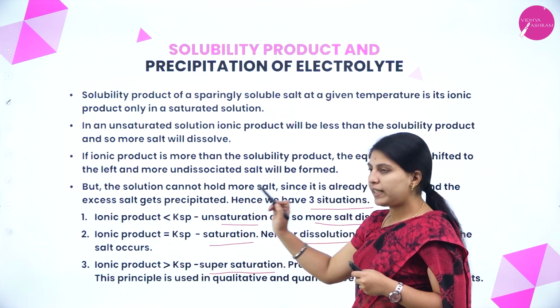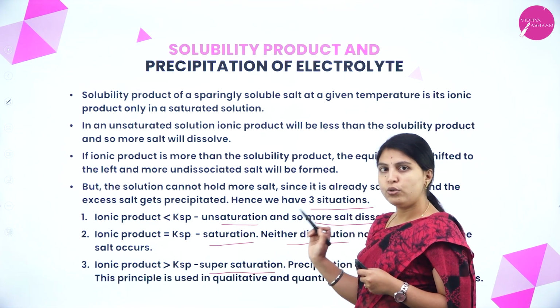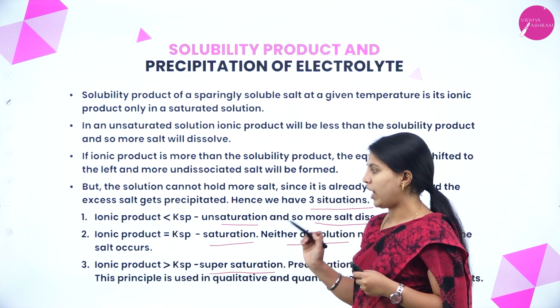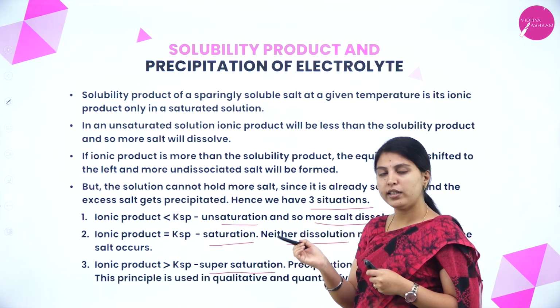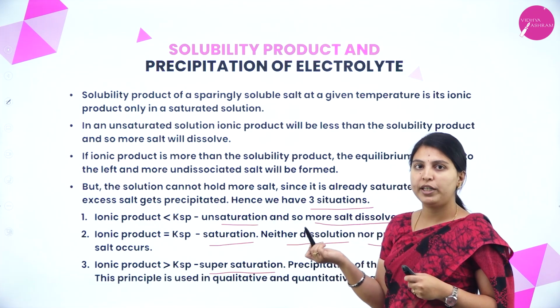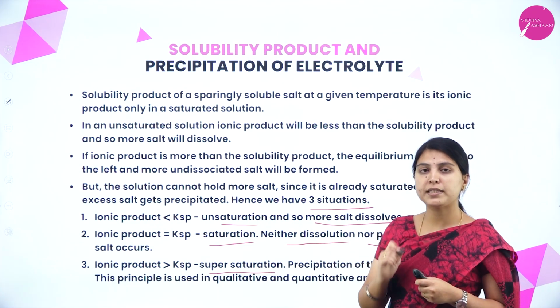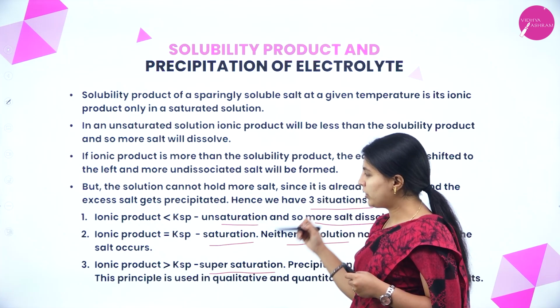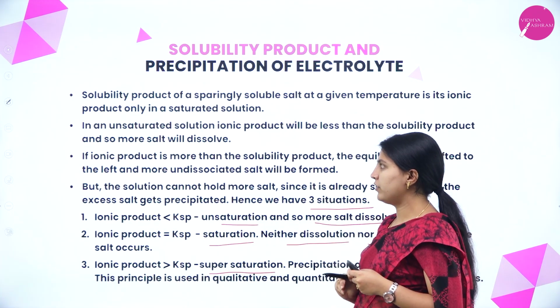If ionic product is less than solubility product, there is no saturation, it is unsaturated. If ionic product is equal to solubility product, complete saturation will take place. If ionic product is more than solubility product, supersaturation or precipitation will take place. This is the general concept with three situations.